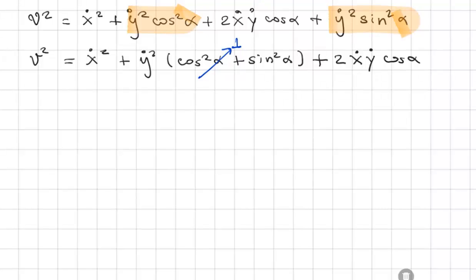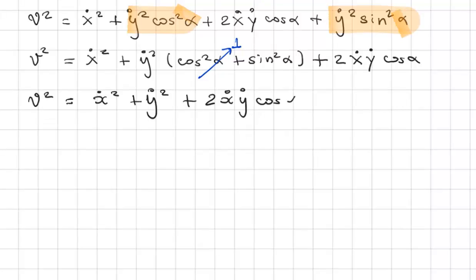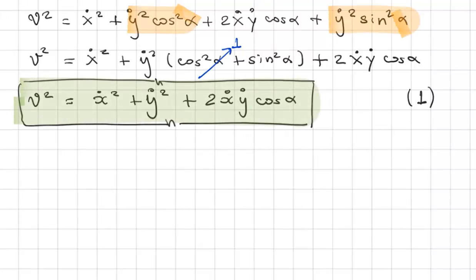And finally, the velocity squared of the system is equal to x dot squared plus y dot squared plus 2 x dot y dot cosine of alpha. And we call this equation number 1. Now we want to calculate the kinetic energies for the ball and the wedge.